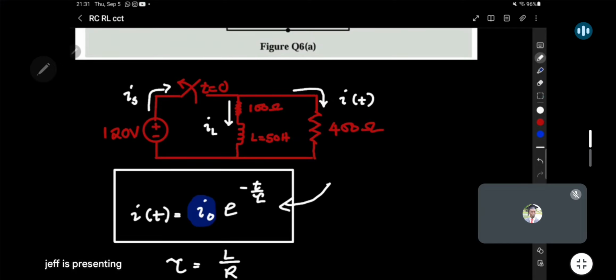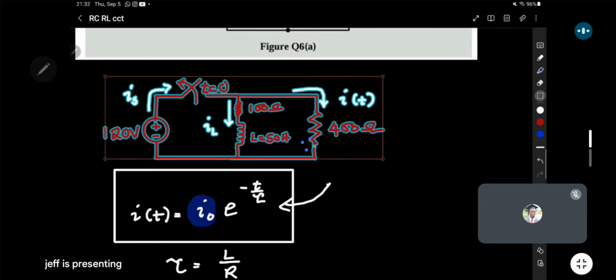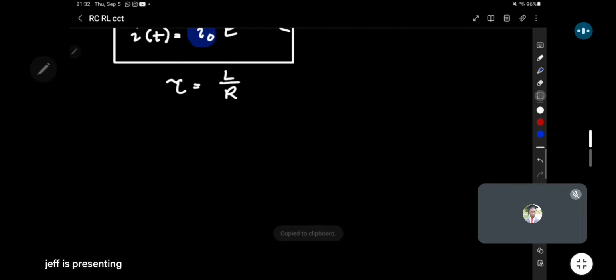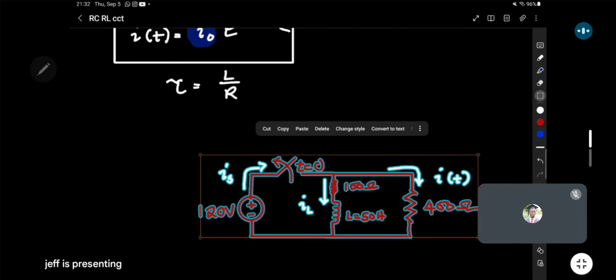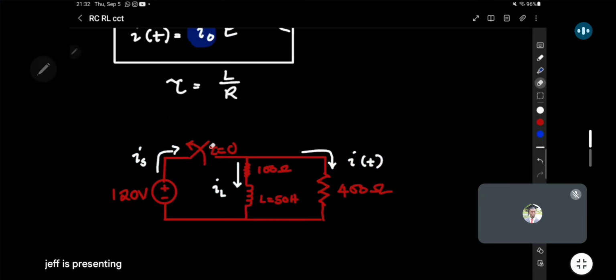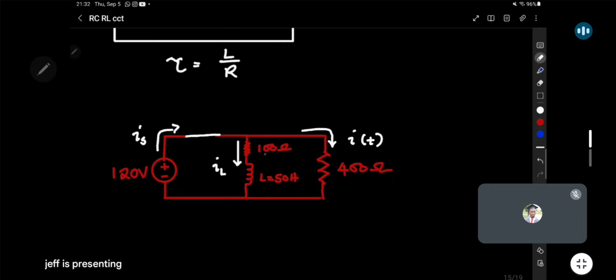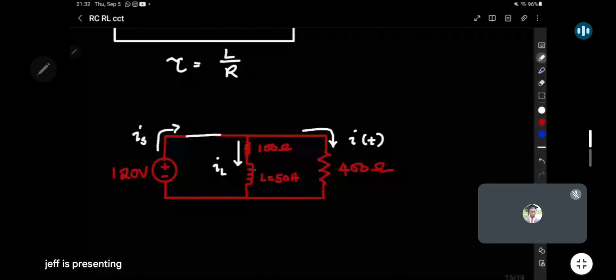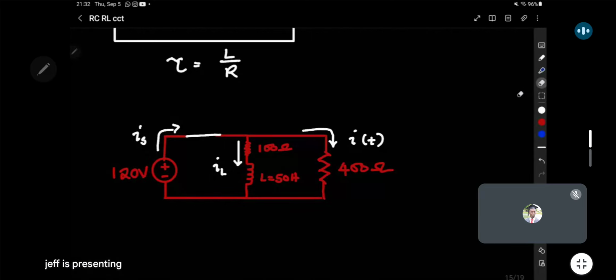So at t less than 0, how was the circuit? They're saying it was tripped, meaning the switch was opened at t equals 0. Before that, the switch was closed. So if we simulate that behavior, at t less than 0, the switch was closed. Now, if the switch was closed for a long period of time, it means that the inductor was fully charged. And if you recall, when the inductor is fully charged, it tends to behave as a short circuit. So when it is fully charged, it gets shorted out.